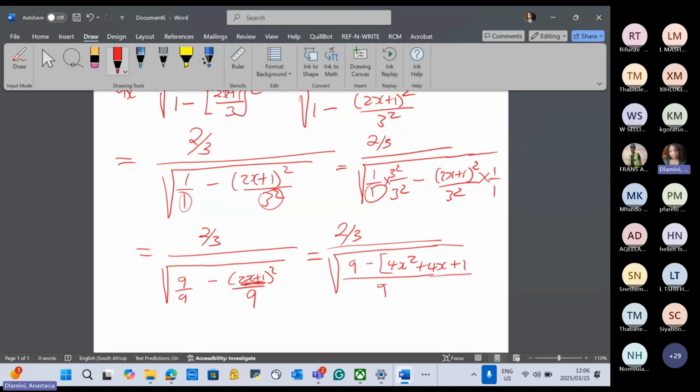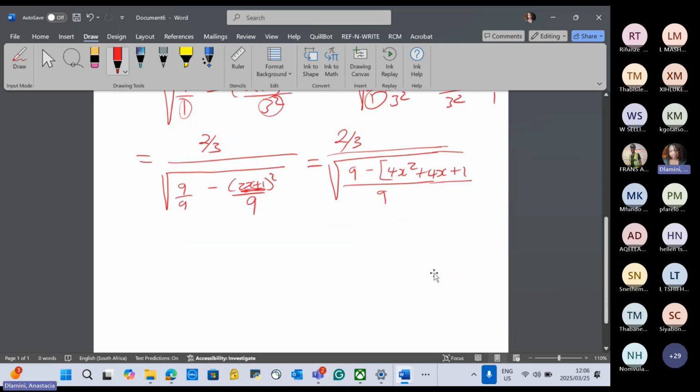Are we all together there? Yes. So what can we do from this? We are doing it differently from the study guide. Then what do we do? I want you to tell me. You would say 10 minus 4x squared plus 4x over 9.